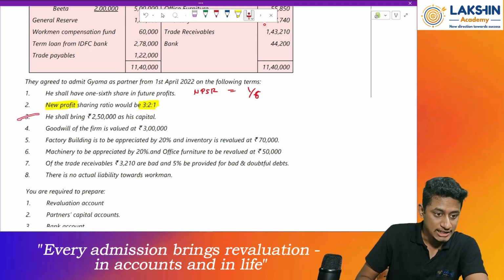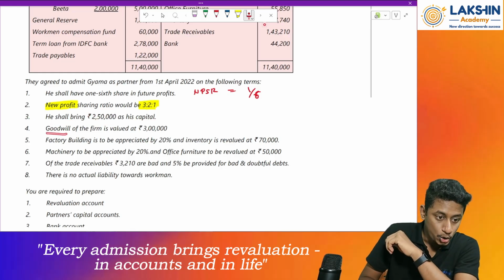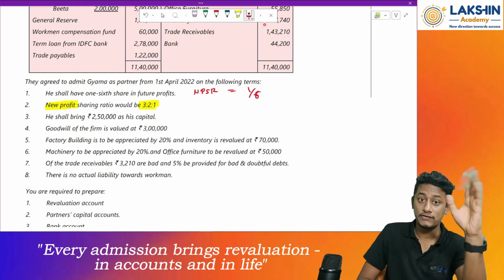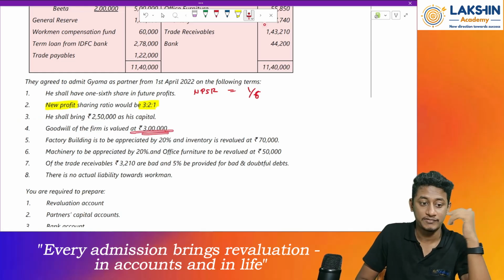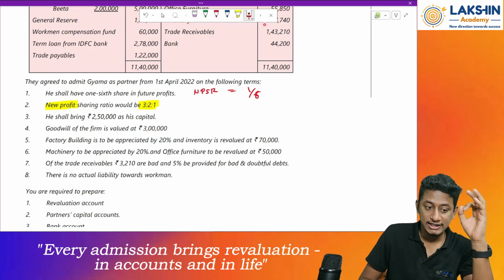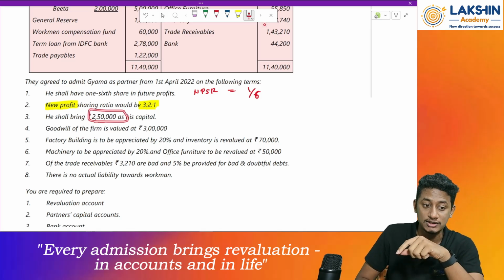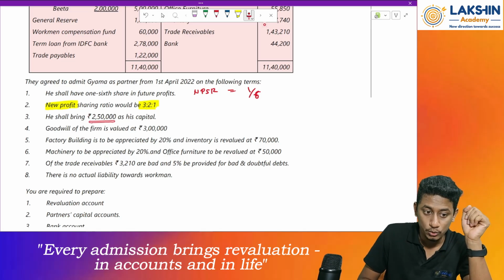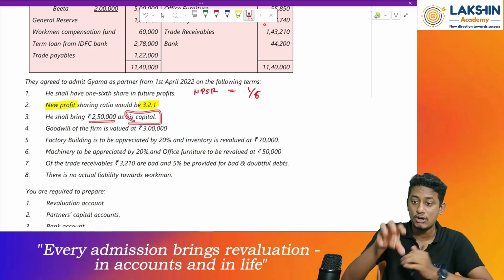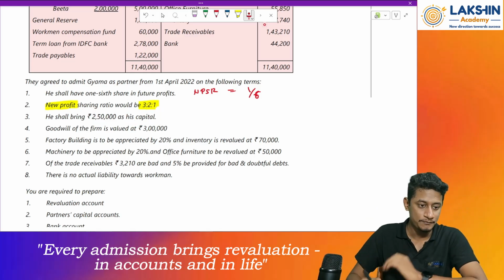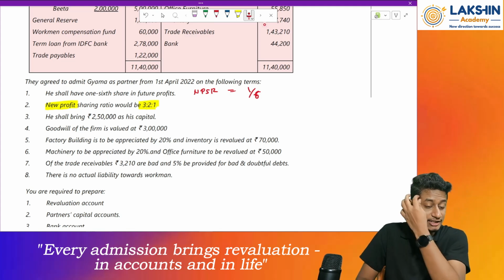Now, he shall bring in 2,50,000 as capital. Goodwill of the firm is given over here, rupees 3 lakhs. Fine. Nowhere is anything mentioned regarding how much amount is being brought in by the partner towards goodwill, because only 2,50,000 belongs to capital. That means we will take out some amount as goodwill from the capital itself. Okay. Now let's see what to do.